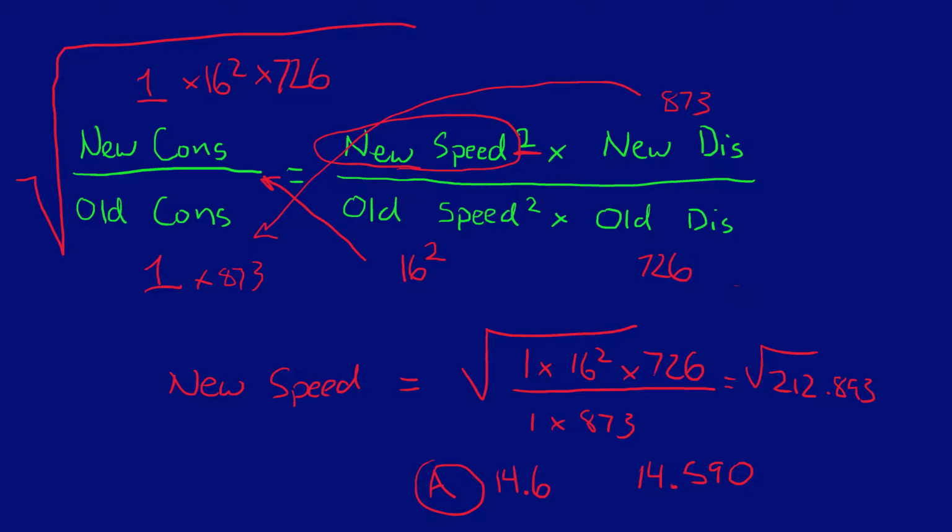And then in order to get rid of the square, we take the square root. And that gives us our new formula: new speed equals the square root of our new consumption times our old speed squared times our old distance, divided by old consumption times new distance. Do all the math, 14.6a. So pretty simple. The rearranging of the formula should make sense. If not, you might want to go and brush up on your algebra.